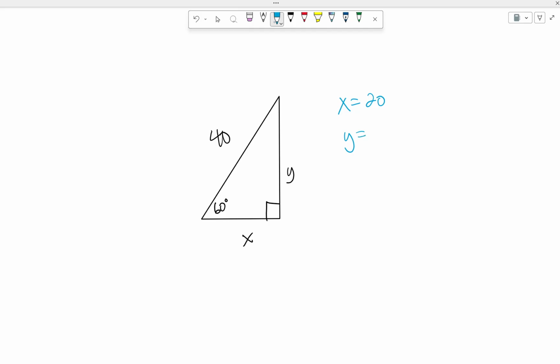And then Y is going to be the short leg times rad 3. So 20 rad 3. That's my answer.